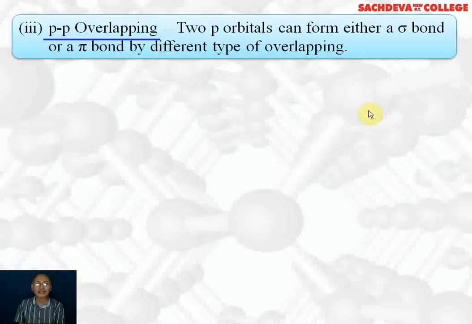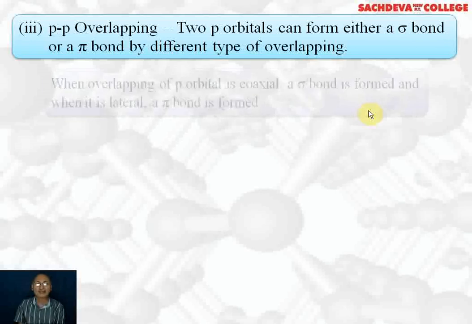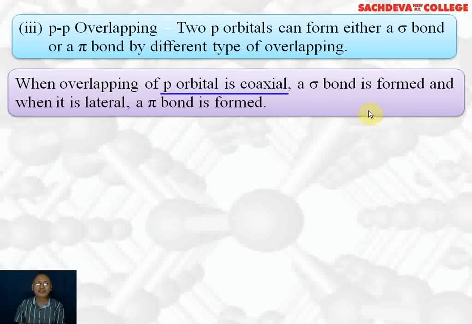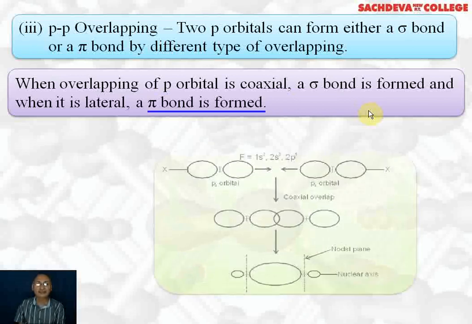pp overlapping. When two p orbitals overlap, there are two ways. One way is they can overlap along internuclear axis, and when they overlap along internuclear axis, they will form sigma bond. Another way is that overlapping is sideways or lateral, and this is only possible in parallel p orbitals. So parallel p orbitals, when overlap, they will form pi bonds. When overlapping of p orbital is coaxial, that is along internuclear axis, a sigma bond is formed. If it is lateral or sideways, pi bond is formed.